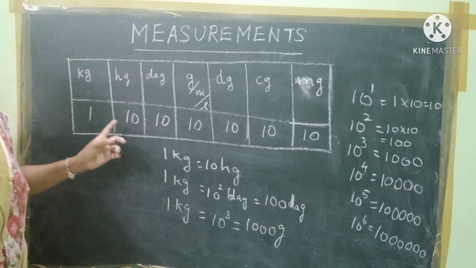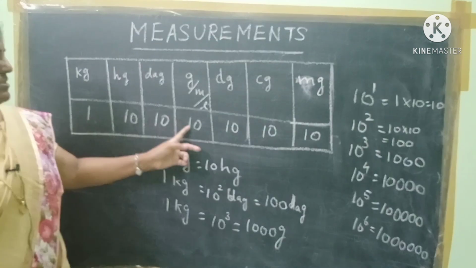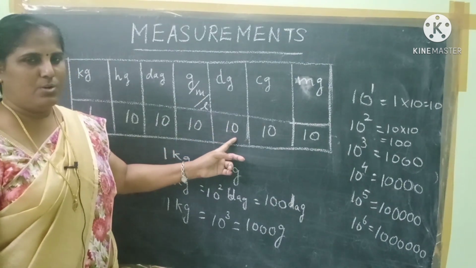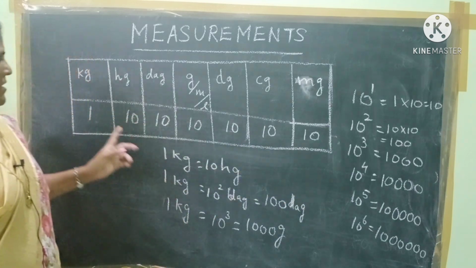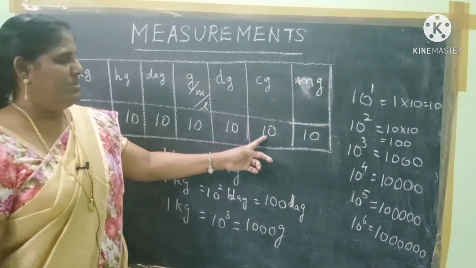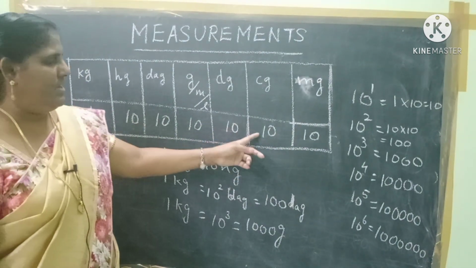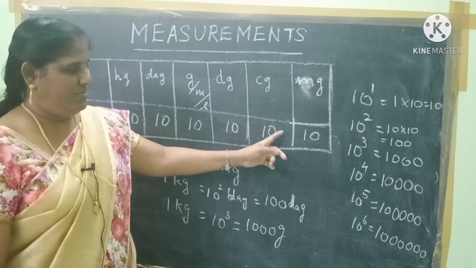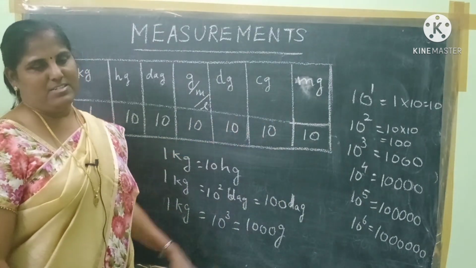Okay, so 10 to the power 4, 1 kilogram to decigram. So 1, 2, 3, 4. So 4 zeros, 10 to the power 4 means 10,000 decigram. 1 kilogram to centigram means power 5. 1, 2, 3, 4, 5. 5 tens are there. So 10 to the power 5 means 1 lakh centigram. So 1 kilogram equal to 1 lakh centigram.